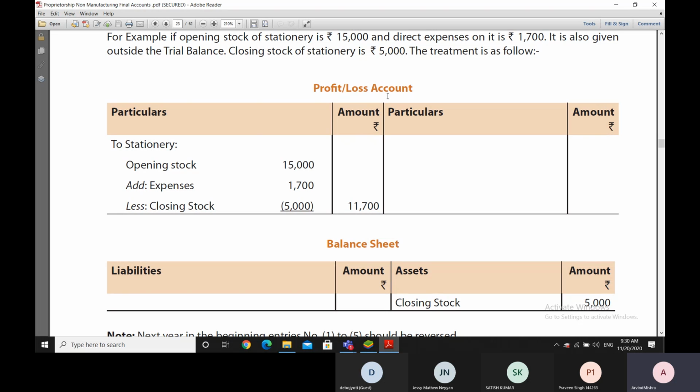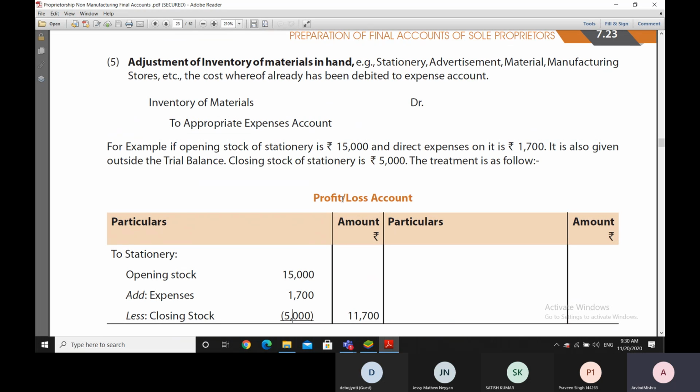being debited to the profit and loss account, and stationery account is being credited to transfer this balance from the stationery account to the profit and loss account. This is a transfer from the stationery account to the profit and loss account, and before that, here when we take the inventory, then we debit the inventory or material account and credit the appropriate expenses account, and that is being done initially.